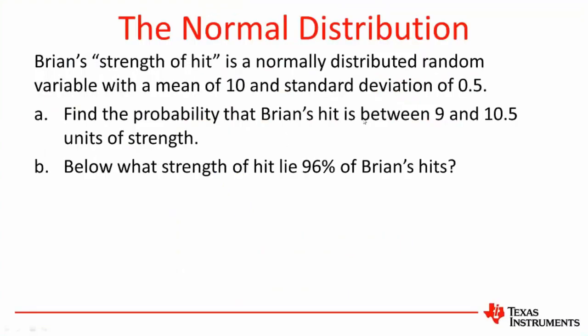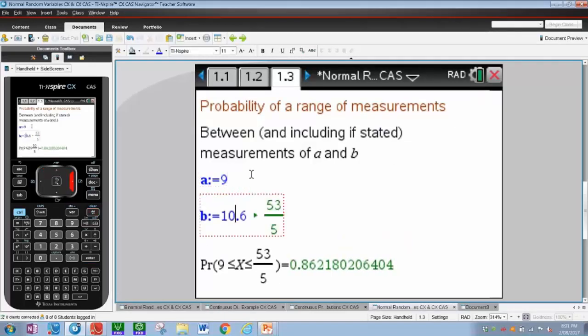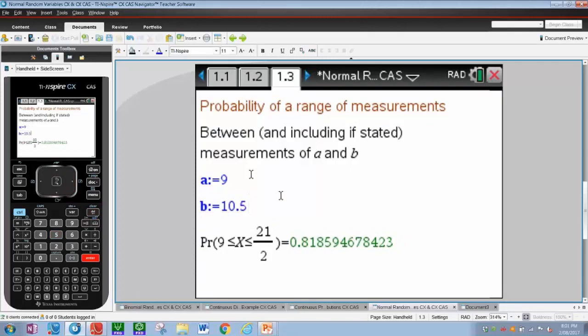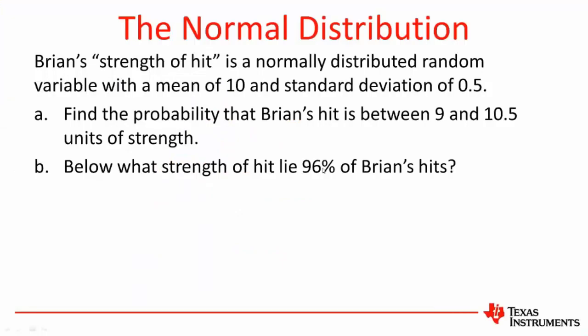So if you want between 9 and 10.5, if you want the probability that the hit is between then in terms of strength, you can change the A value to 9, change the B value to 10.5. And again, this updates as the A and B values update, and it gives you the probability with as many decimal places as possible as well. And then moving along there, we're looking at an inverse normal. So if we want the strengths that 90% of Brian's shots are, they look like they're about 10.64. So that, I think, covers everything that we had to go through.